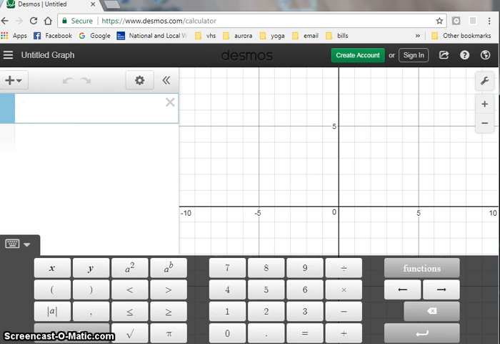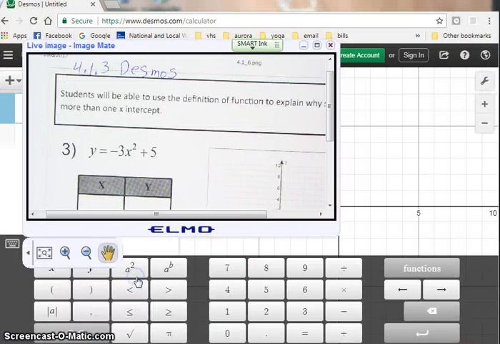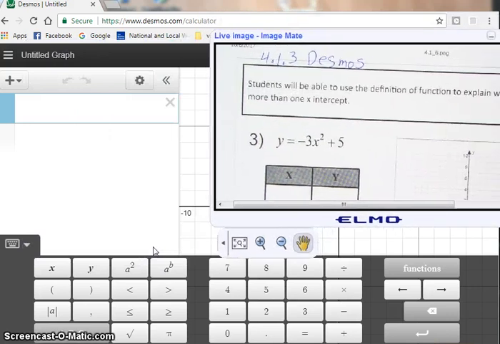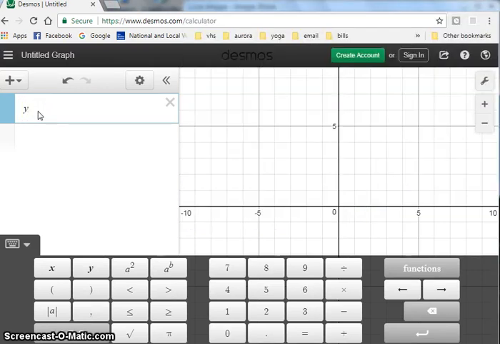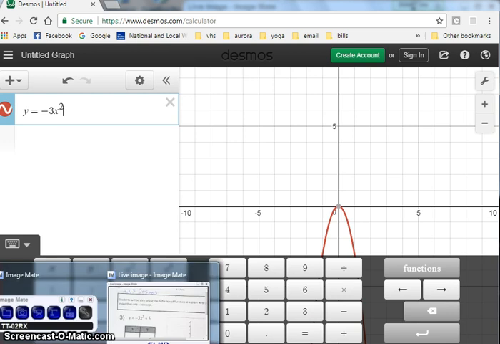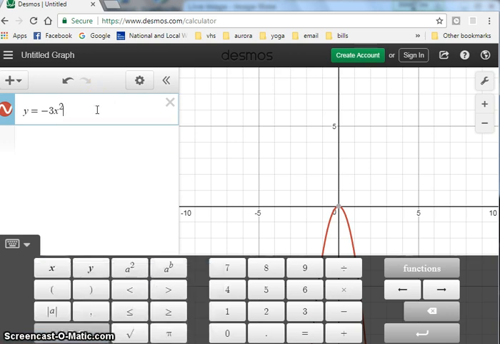What is my equation again? Move this over a little bit. My equation is y equals negative 3x squared plus 5. I'm going to type that here. Oops, negative 3x. The squared button would be here on the screen. What was the equation again? I forgot it already. Plus 5. There's my graph.